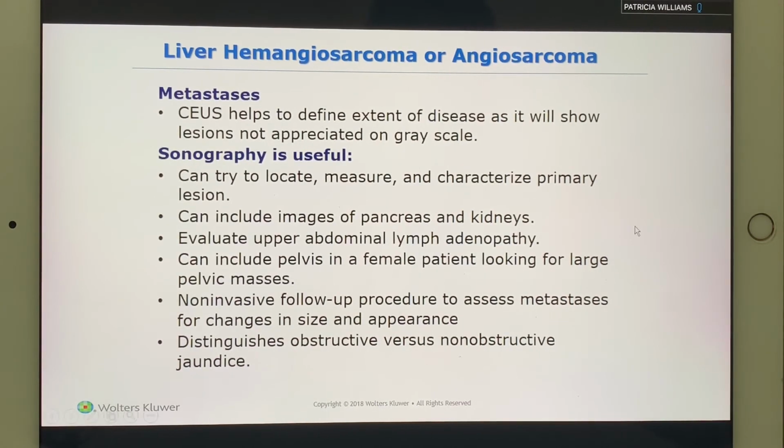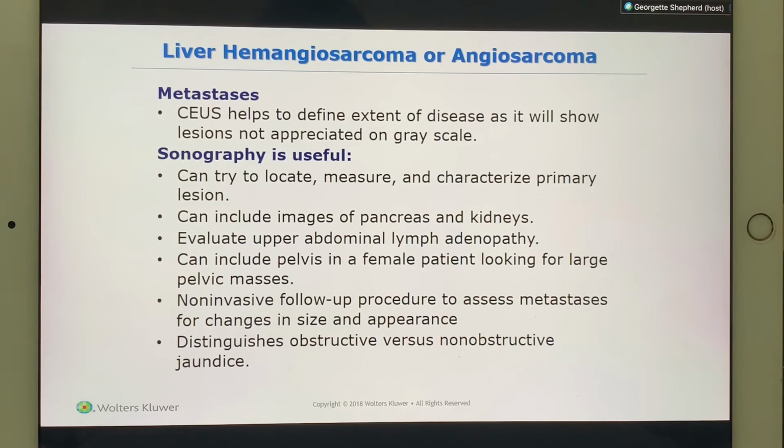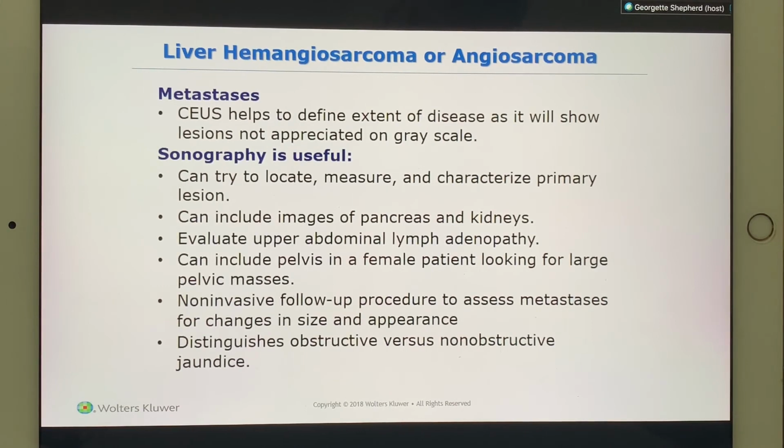If we do contrast enhanced ultrasound, it will help categorize what we have. But we always try to locate, measure, characterize, and describe what the lesion looks like. If we have a female, we are usually going to look for large pelvic masses. And it's up to us to tell if it's an obstructive or non-obstructive jaundice.